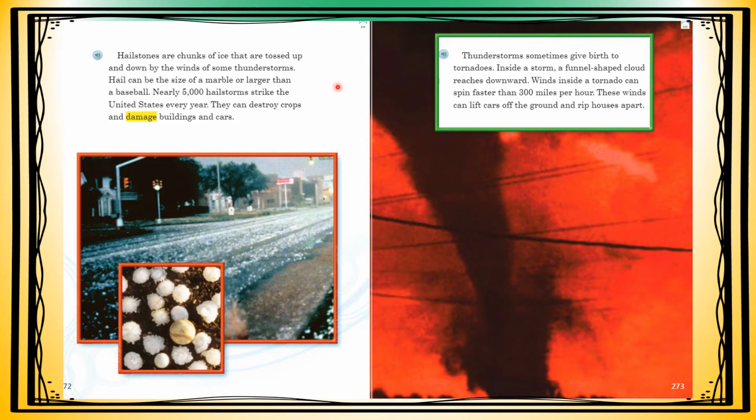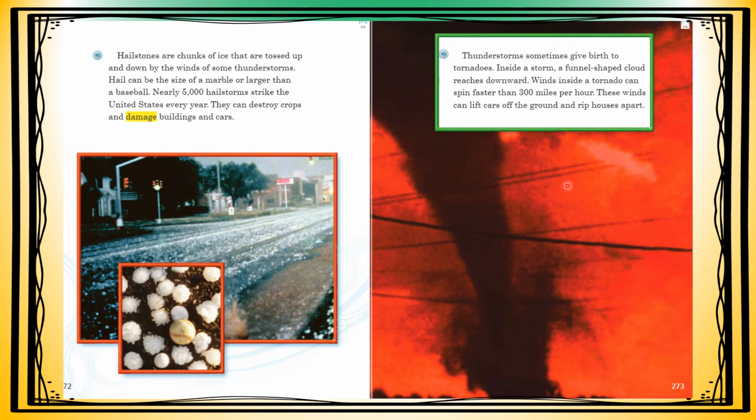Hailstones are chunks of ice that are tossed up and down by the winds of some thunderstorms. Hail can be the size of a marble or larger than a baseball. Nearly 5,000 hailstorms strike the United States every year. They can destroy crops and damage buildings and cars. Well, now I know what that is. Those are hailstones.